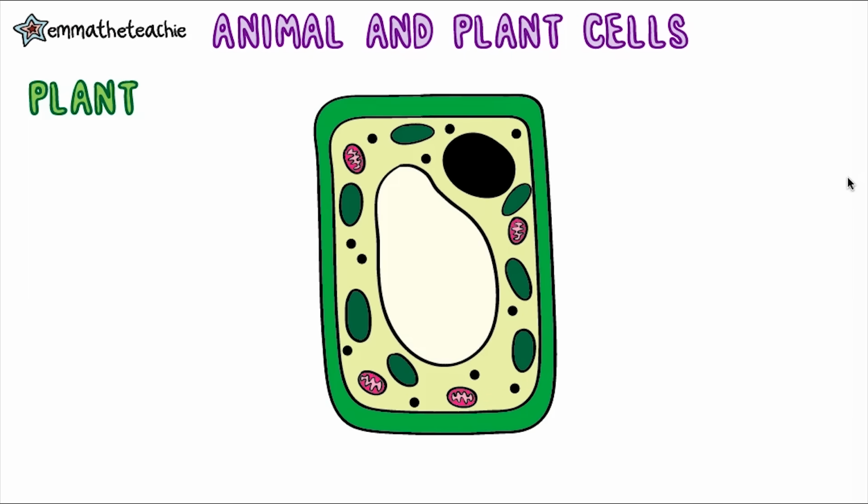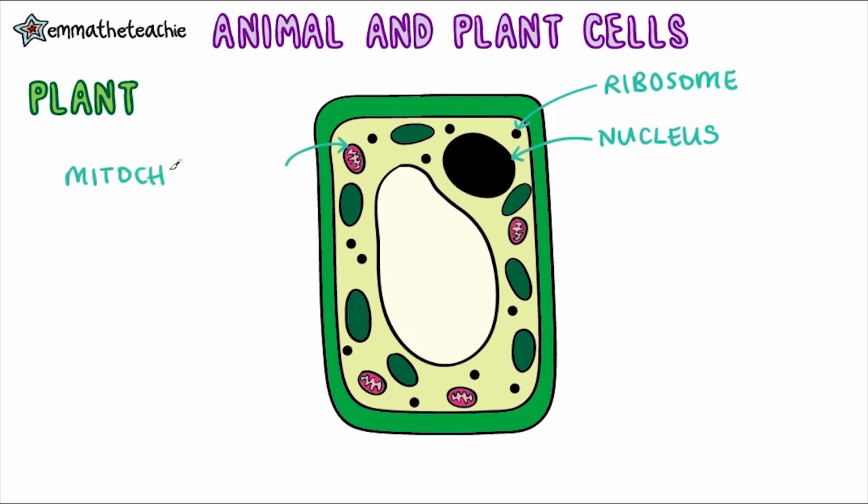Now let's look at a plant cell. I want you to pause the video and see which parts you can already label. You'll know some from what we've just covered. Ready? Okay, so the big black blob is the nucleus. That's the same in the animal cell. And we've also got the little tiny black blobs, which are the ribosomes. Over here, we have got the squiggly guy, which is a mitochondrion. And we've also got our liquid gel, which is the cytoplasm.